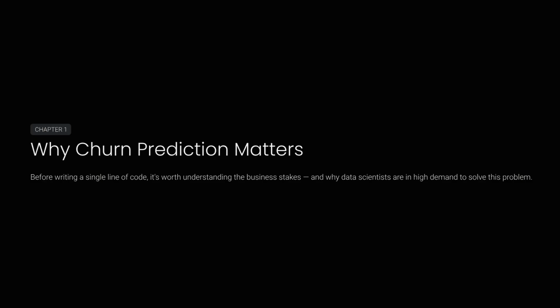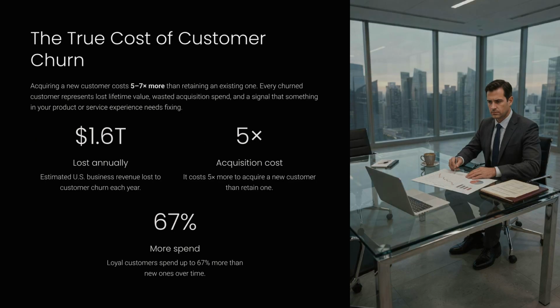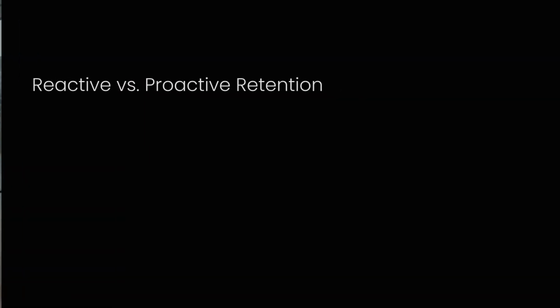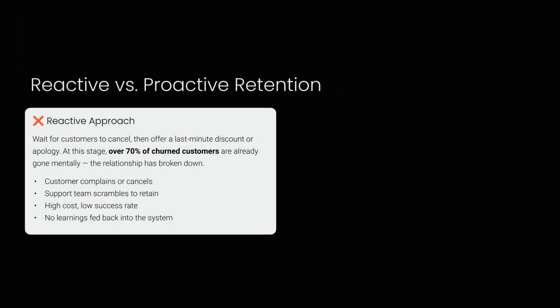In this first chapter, we look at why churn prediction matters. Understanding the business stakes is essential before writing any code. Customer churn has a significant impact on business. It costs 5 to 7 times more to acquire a new customer than to retain an existing one, making churn prevention a critical priority. Companies can be reactive or proactive.